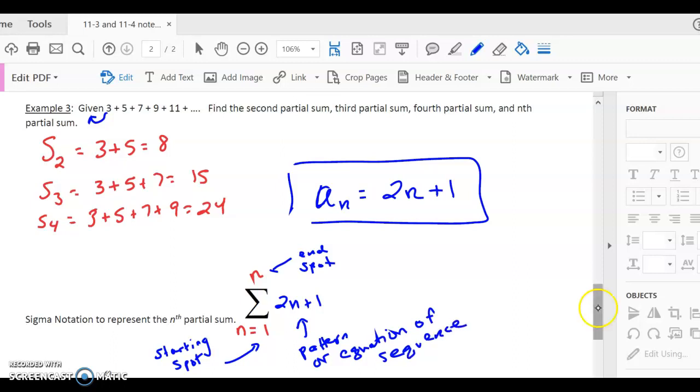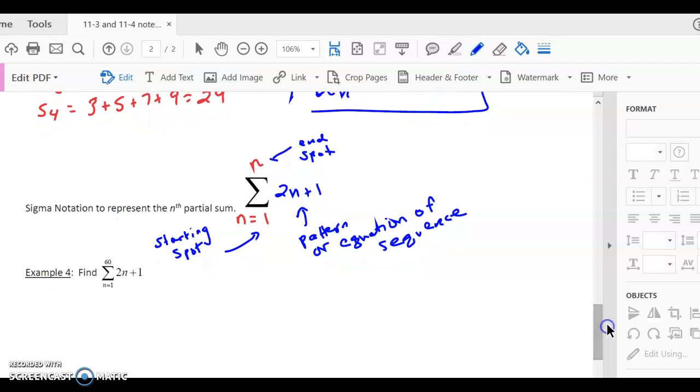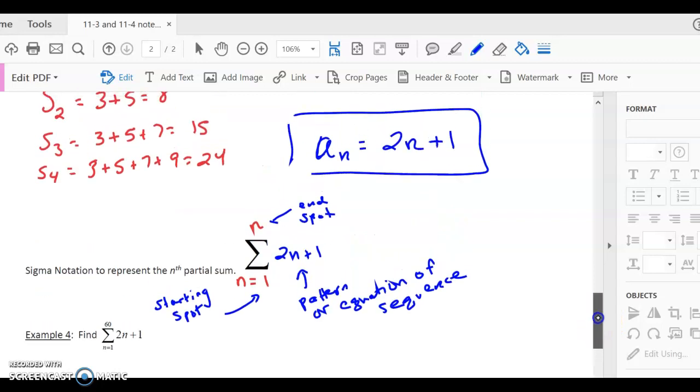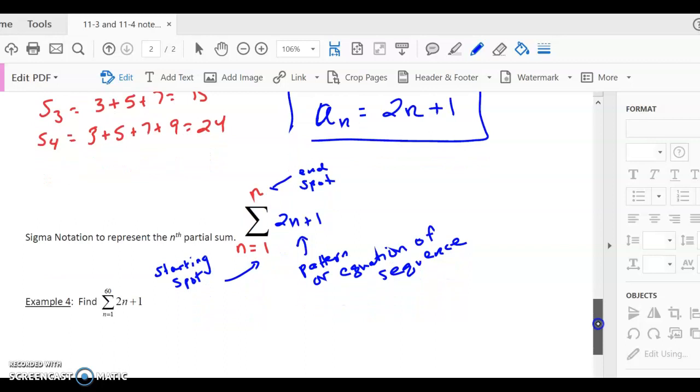So let's use an example of this. Look at example 4. It says find the summation of 1 to 60 for the sequence 2n plus 1. So I'm using the same sequence we just found, but we couldn't actually find the previous one because n was the top number. But now they're saying, you know what? We want the first 60 numbers in this pattern. Now imagine if you went back up and did it by hand, where you expanded it all out and added the first 60 numbers. That'd be very time consuming.